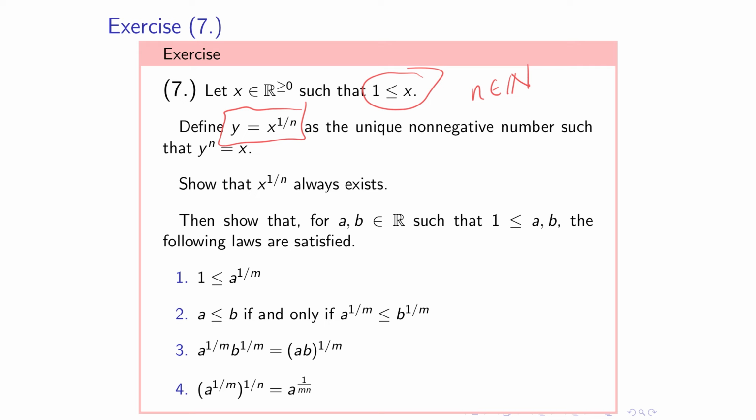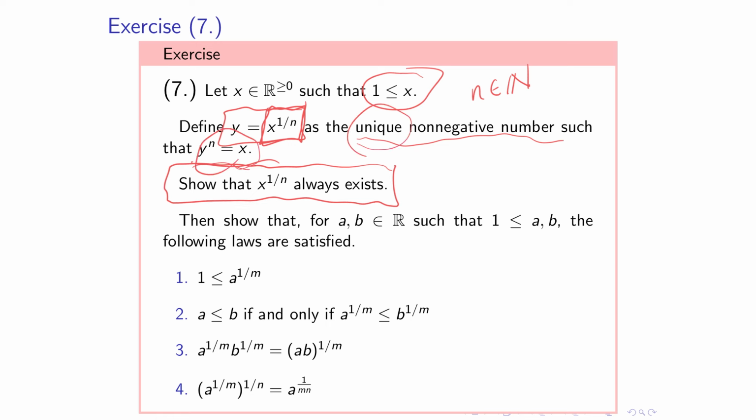but we are going to define y equals x to the 1 over n. So this is like defining what x to the 1 over n means. It means, by definition, at least for me, the unique non-negative number such that y to the n is equal to x. So that's our definition of this notation, and we will demonstrate that there exists such a number. So we'll have to demonstrate that it exists, it satisfies this equation, and also that it is unique.